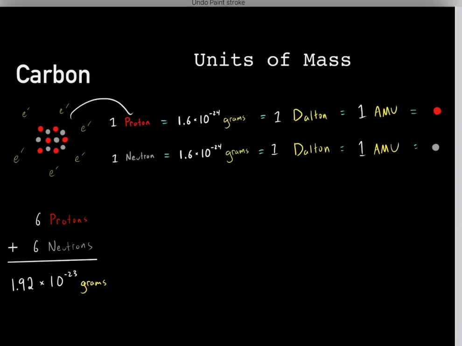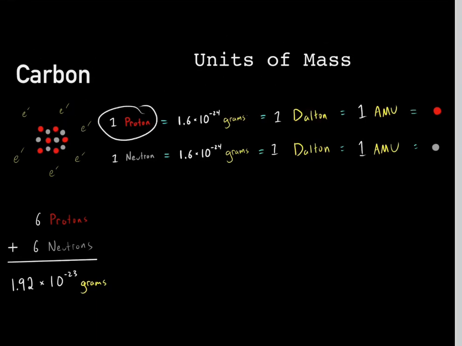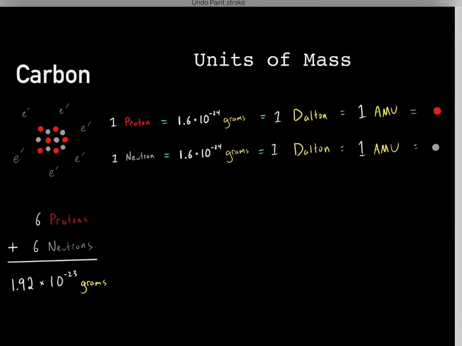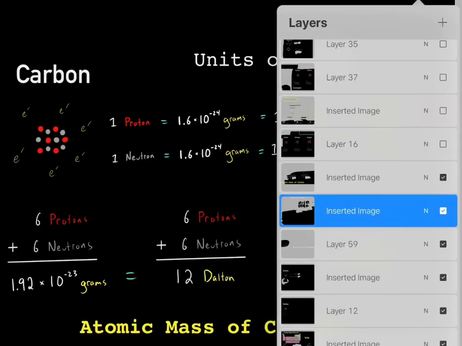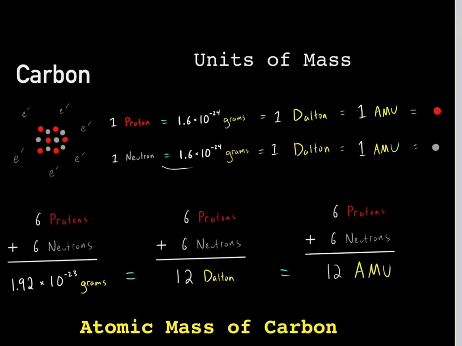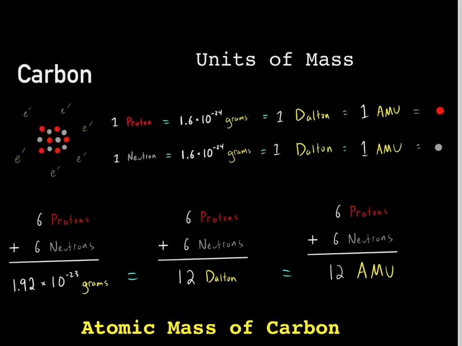So if we were to isolate one proton, this one proton has a mass of 1 Dalton. And another way is instead of 1 Dalton, you can say it has a mass of 1 atomic mass unit. And the same thing with neutrons, because again, protons and neutrons have the same mass. So if we were to isolate one neutron, it has a mass of 1 Dalton, or you could say it has a mass of 1 atomic mass unit, which again equals 1.6 times 10 to the negative 24 grams. So again, these are just different ways you can define the mass of a proton or neutron.